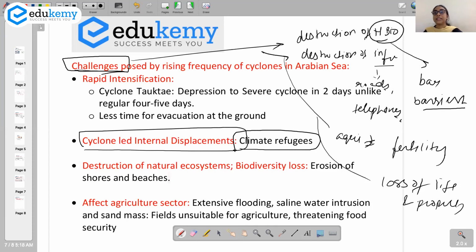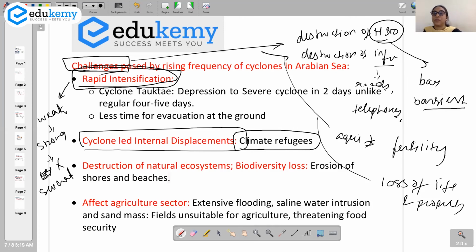An important thing that is being witnessed is the rapid intensification of the cyclone. That is, the cyclone's nature changes from weak to strong to extremely strong in a very short time. Let's take an example of cyclone Tauktae. It was a depression, a weak cyclone, just a small depression. It changed to a severe cyclone in just 2 days, unlike the usual 4 to 5 days.